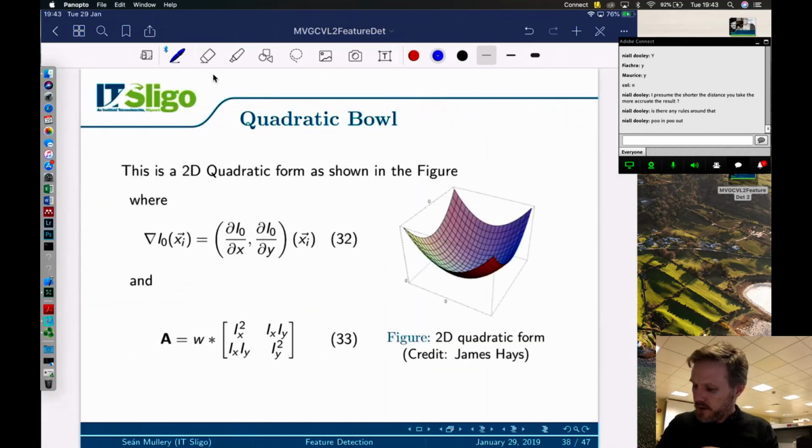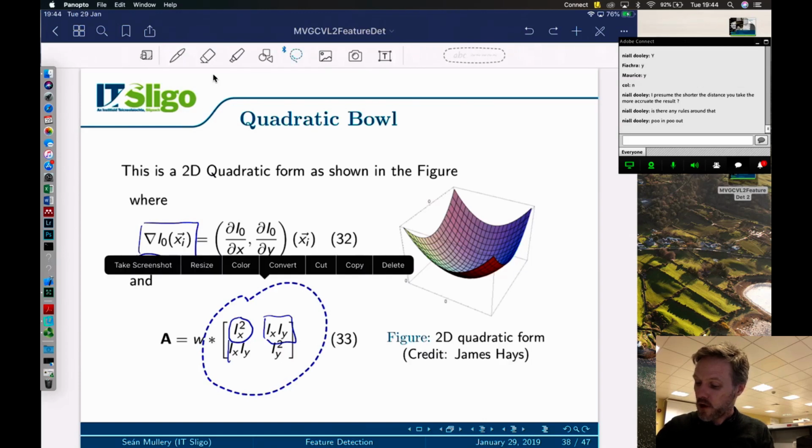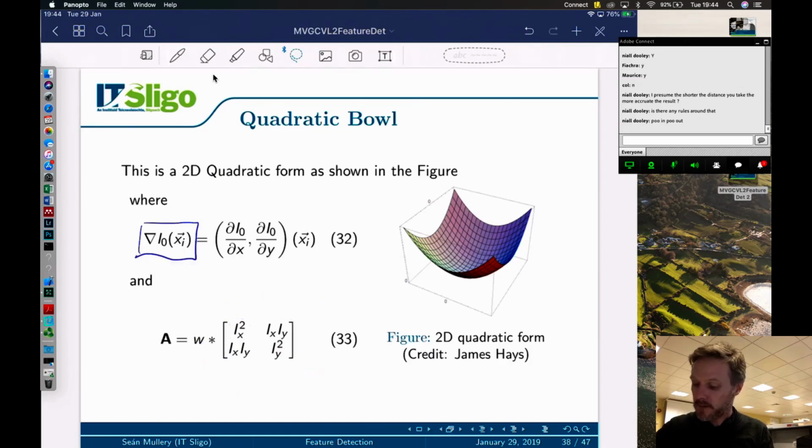So here's our bowl, and you can see this is our gradient vector there. When we multiply those by each other, we get the gradient in the x direction squared, the gradient of x by the gradient of y, the gradient of x by the gradient of y in that direction as well, and then the gradient in the direction of y squared. We've just used the convention of calling the gradients Ix and Iy. Importantly, that's not the second derivative or anything like that. It's the first derivative and then you square it.